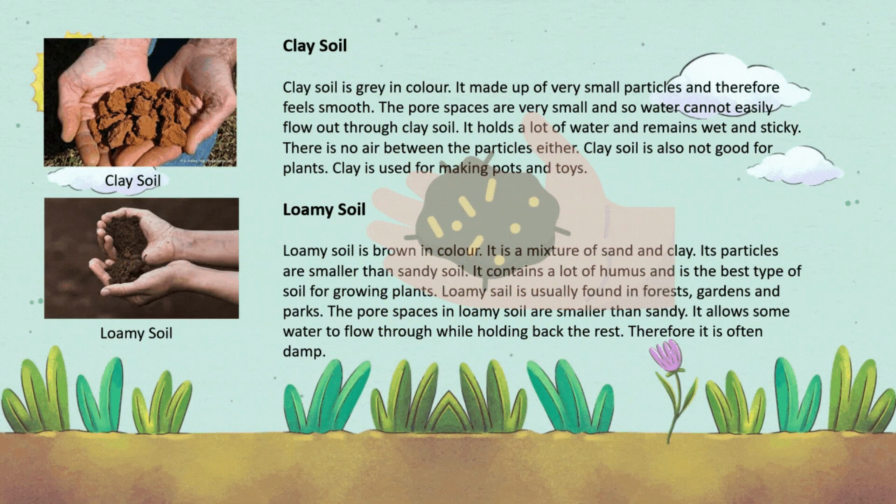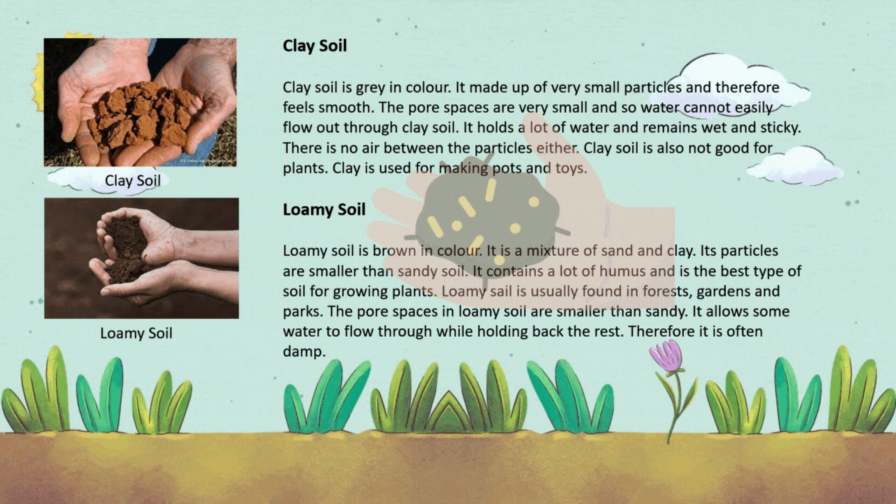Clay soil. It is gray in color. It is made up of very small particles and therefore feels smooth. The pore spaces are very small and so water cannot easily flow out through clay soil. It holds a lot of water and remains wet and sticky. There is no air between the particles either. Clay soil is also not good for plants. Clay is used for making pots and toys.